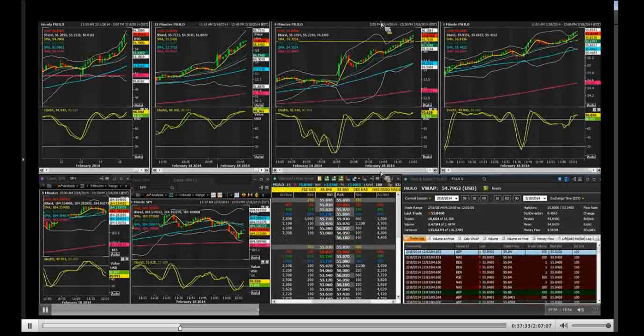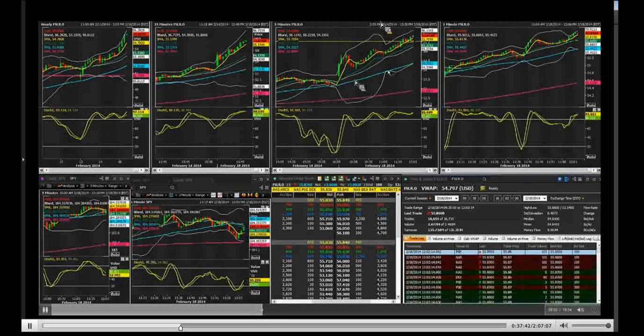Now, as the 1 minute crosses up through the 20 band, and as the SPY starts to lift, anything that's been buy fading is going to get more buying pressure. See that?